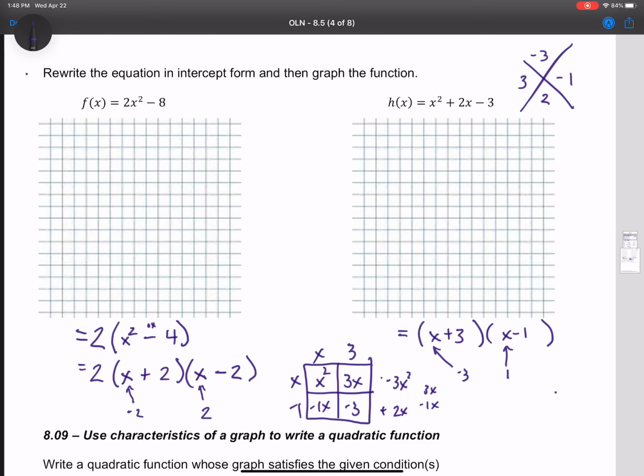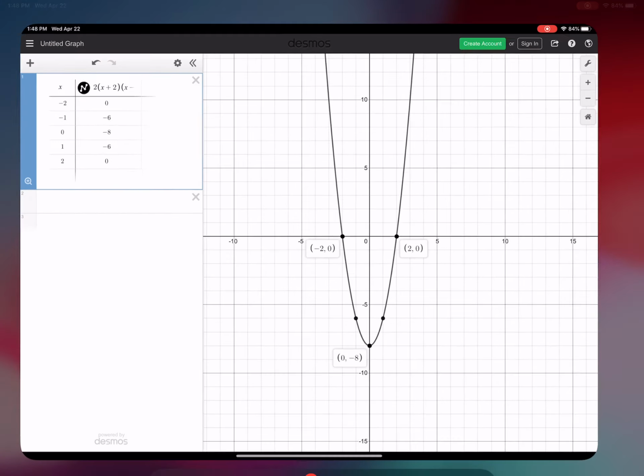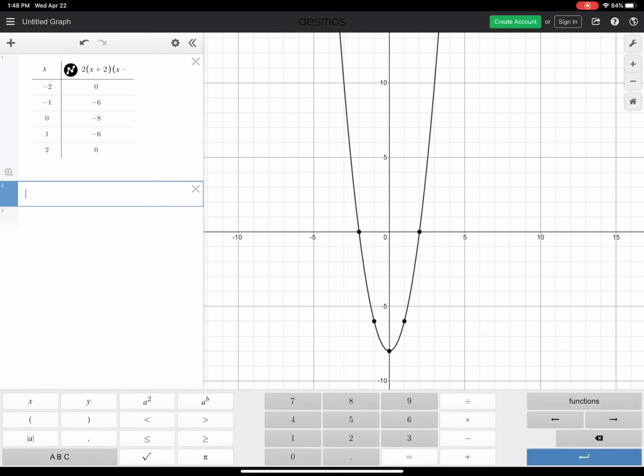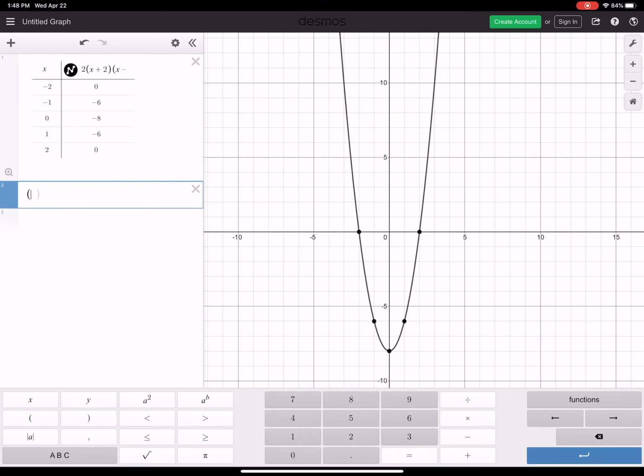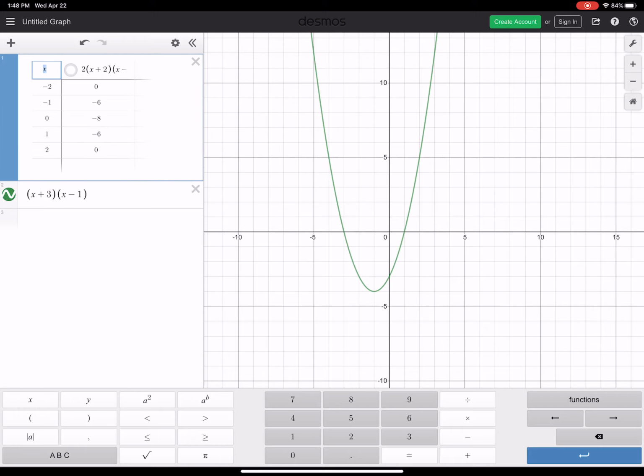Okay, let's go graph that. x plus 3 and x minus 1. So we have x plus 3, x minus 1. Let's turn that one off.